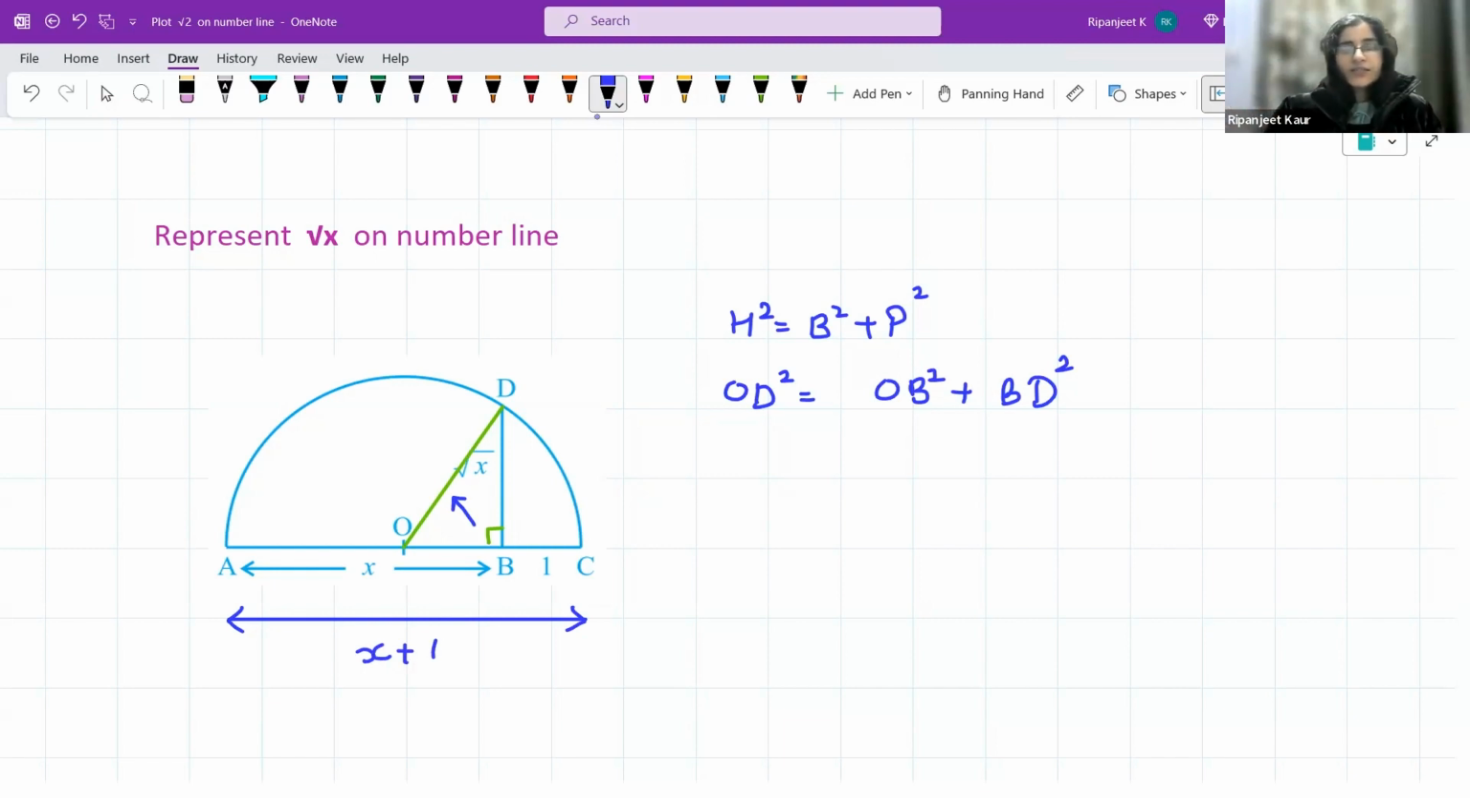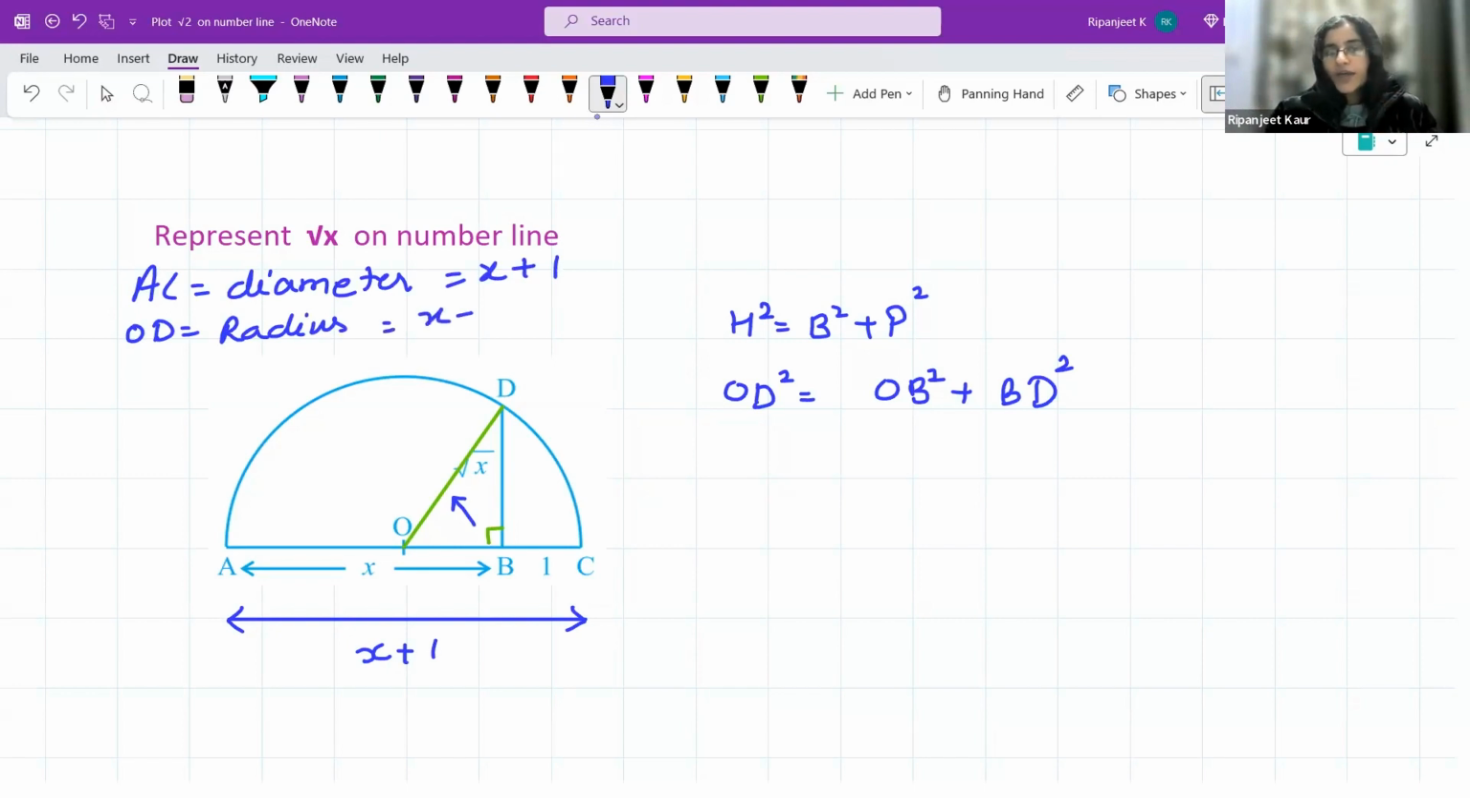So AC is the diameter, OD is the radius. Diameter is x plus 1, radius is half of it. So x plus 1 over 2. So we know now OD's value. What is the value of OD? It is x plus 1 over 2 squared is equal to OB squared plus BD squared, right? Now, BD, suppose we don't know, we are writing it as BD squared.